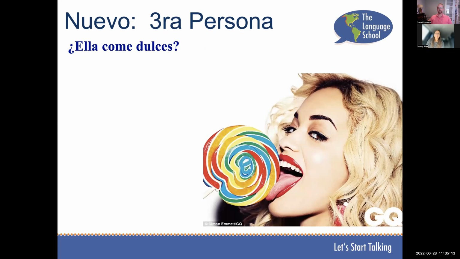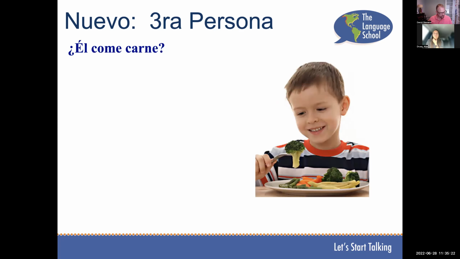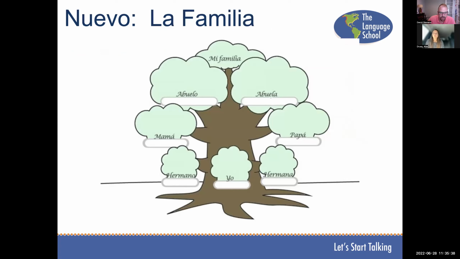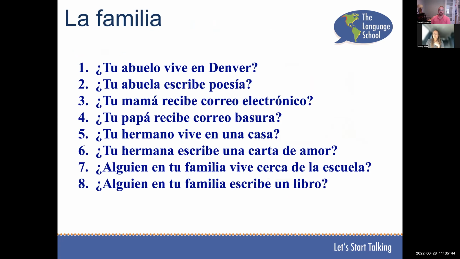¿Qué significa dulces? Candy? Candy, right? Sweets. Sí, ella come dulces. Él come carne. No, él come carne. So again, no, él no come carne. Okay. So we can use the third person to talk about family, right?